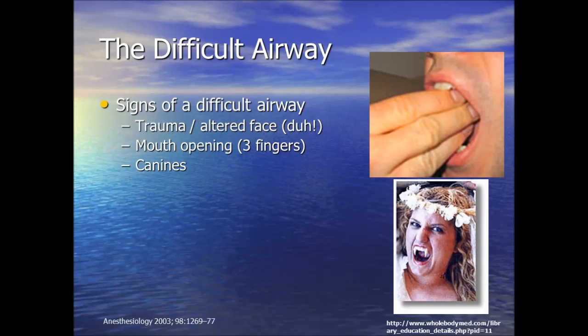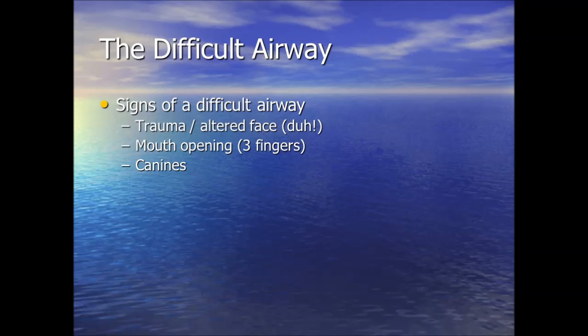Another one is if they have really long canines. Why do you think that would suggest the possibility of a difficult airway? Any ideas? Exactly. You know, the teeth should be like this, and you got these fangs hanging down, and you've got to kind of thread that in there. So that adds a level of difficulty.